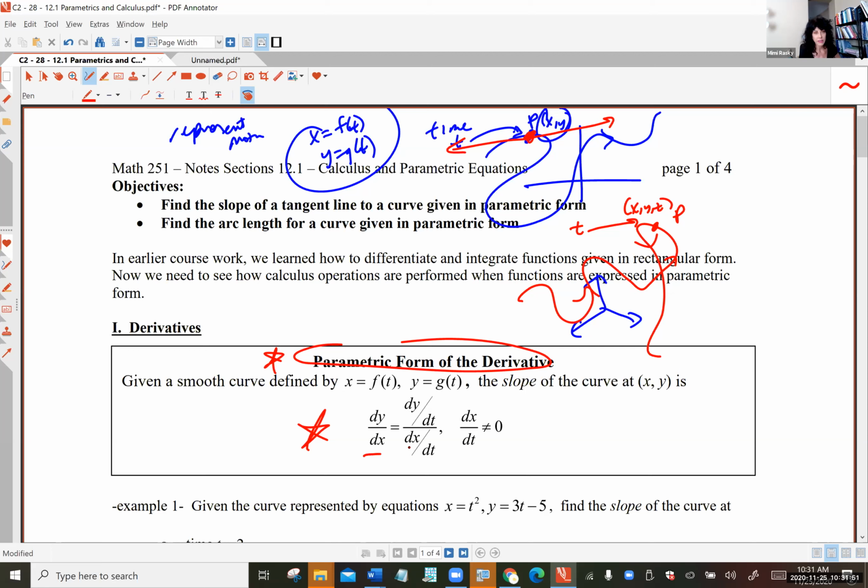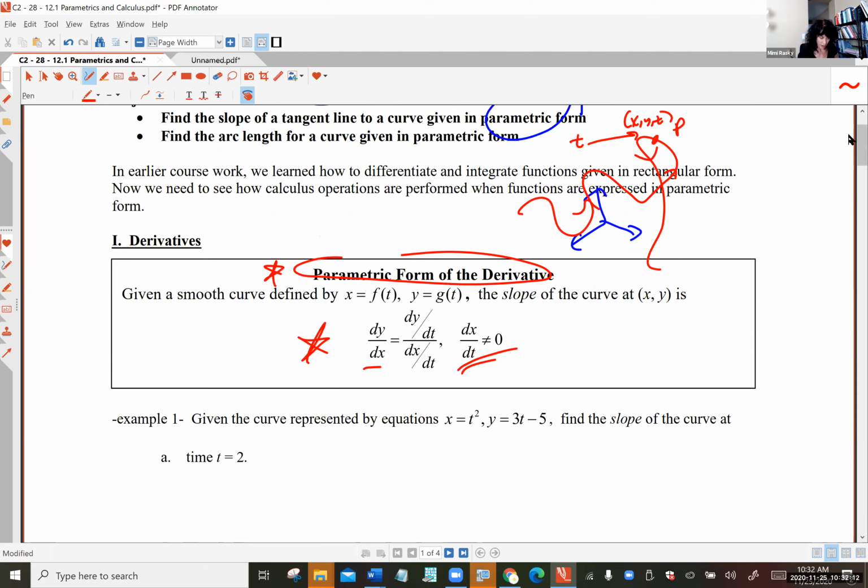dy/dx, that's the slope of your tangent line, can be found by taking the derivative of the y parametric equation with respect to t and dividing that by the derivative of x. And of course, this works as long as the denominator isn't equal to 0, because you don't want to divide by 0. So that's why they have this little extra here: dx/dt not equal to 0. Okay, fine. So let's do an easy example.